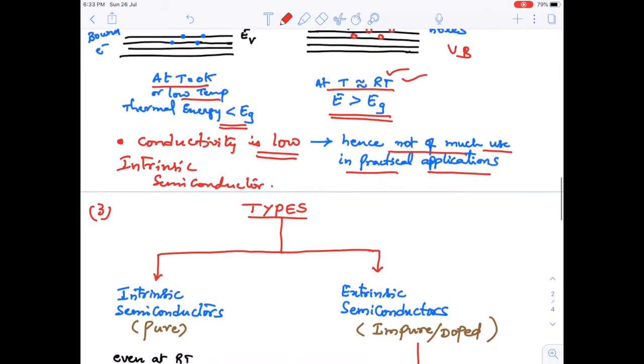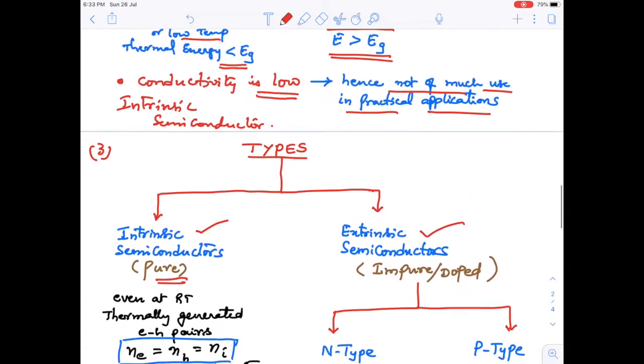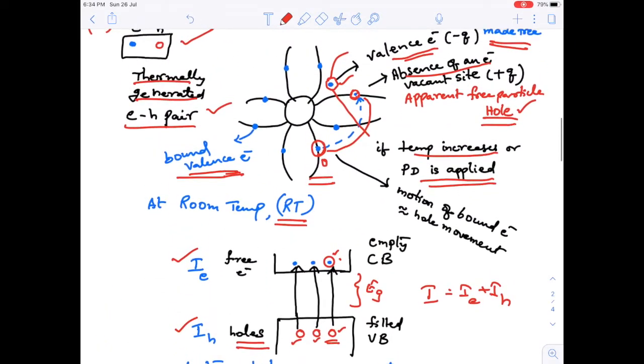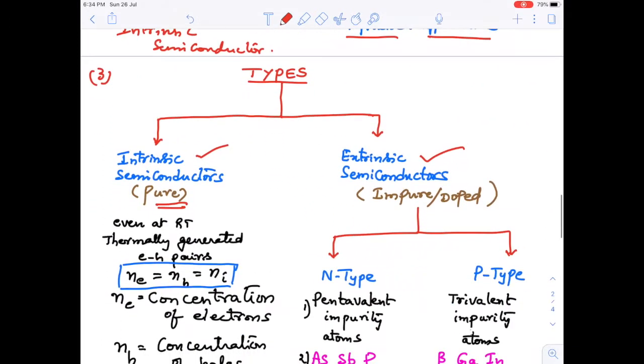Now let us look at the types. There are two different types of semiconductors. One is intrinsic semiconductor and another one is extrinsic semiconductor. Intrinsic means pure, all that which we have discussed so far, either silicon or germanium, pure crystals, that is what intrinsic semiconductors are. Even at room temperature, we have seen that there will be thermally generated electron hole pairs.